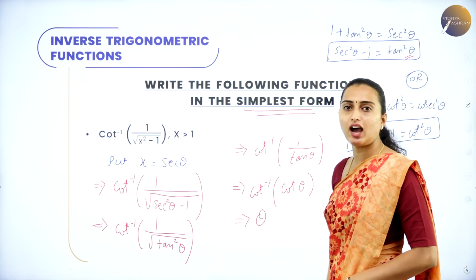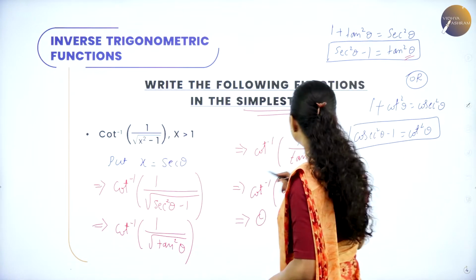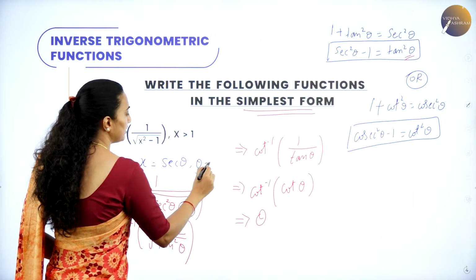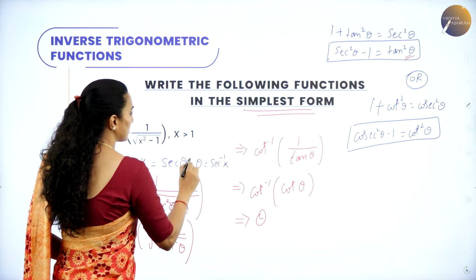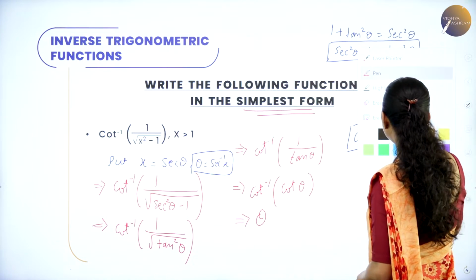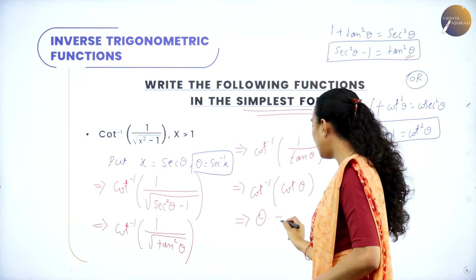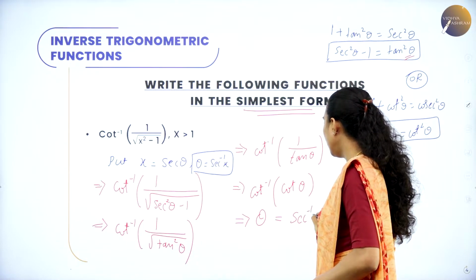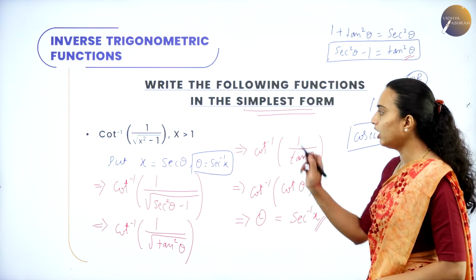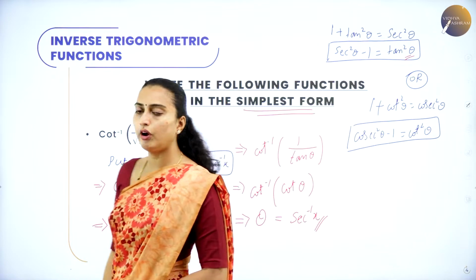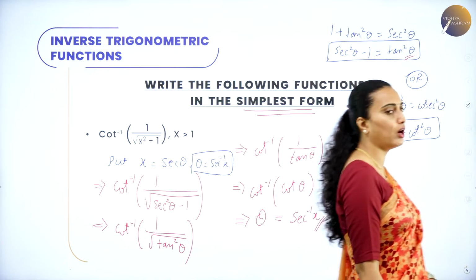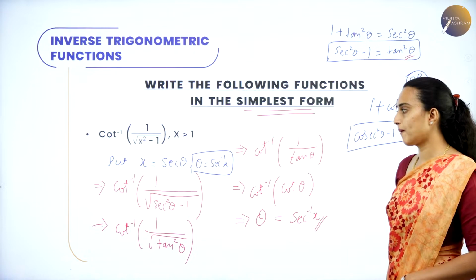Now, what is theta? You have to tell me. Theta can be written as secant inverse x. So I am going to write that one. So here I can write theta is equal to secant inverse x. This substitution I am going to do. So I can have the answer here as theta, which is secant inverse x. Okay. So this will be the answer for your cot inverse of 1 divided by root of x squared minus 1, such that x greater than 1. So this is the simplest form you are going to have. Any doubt in this? Fine.